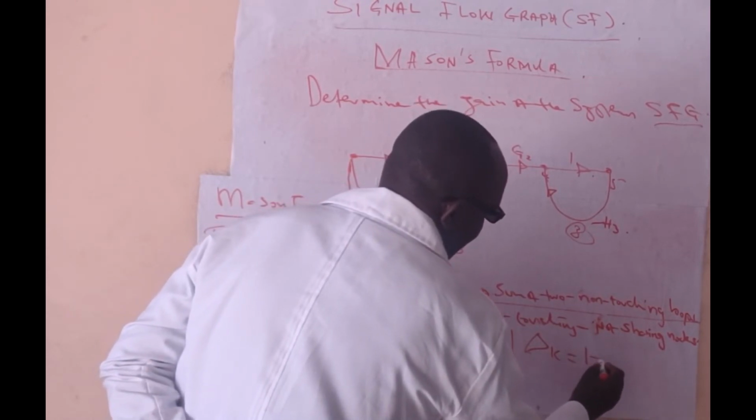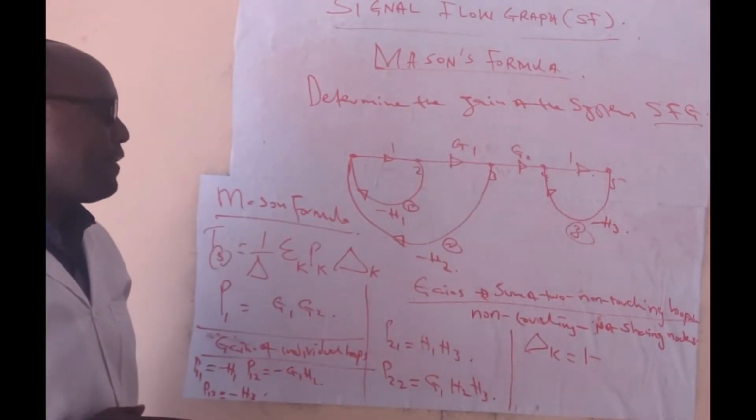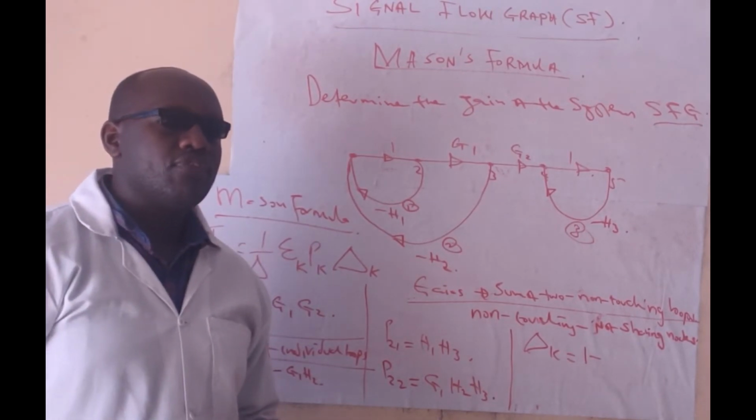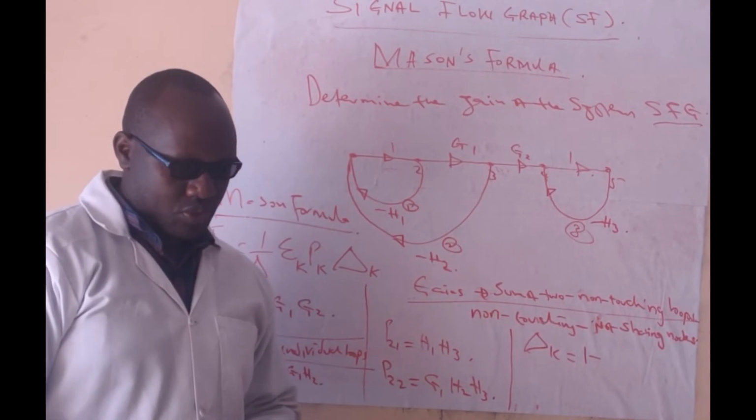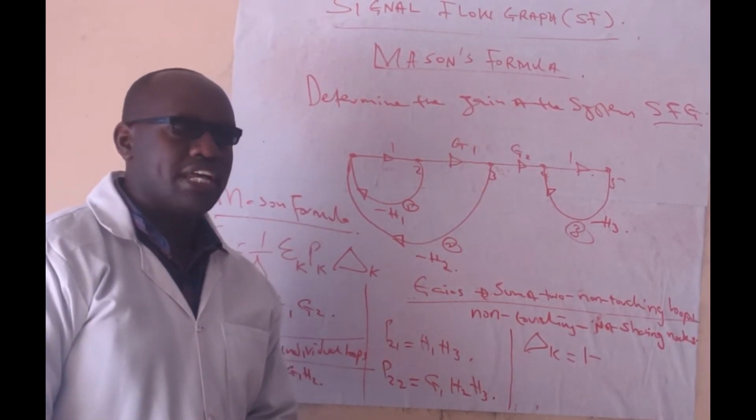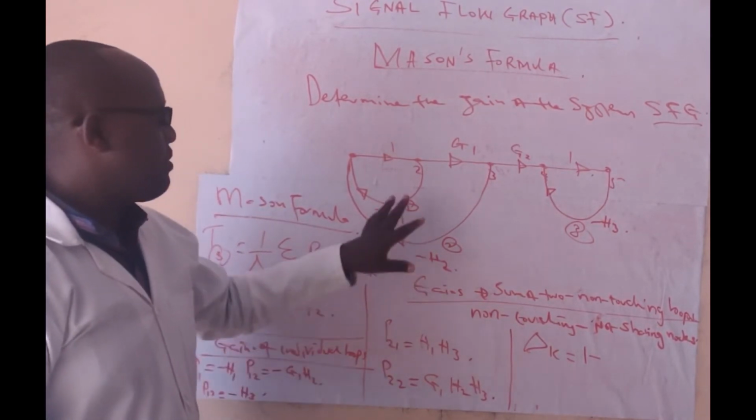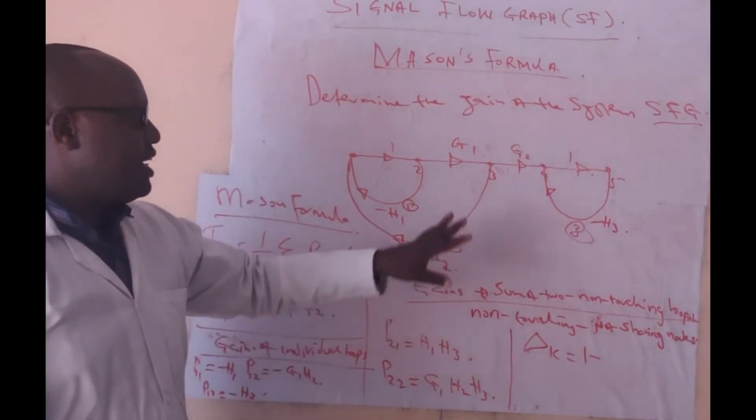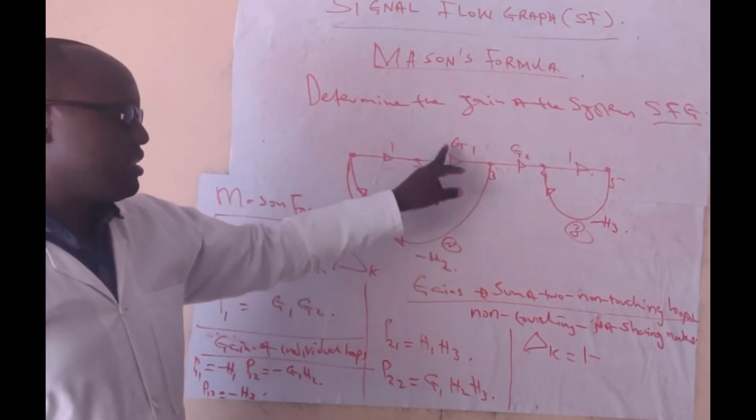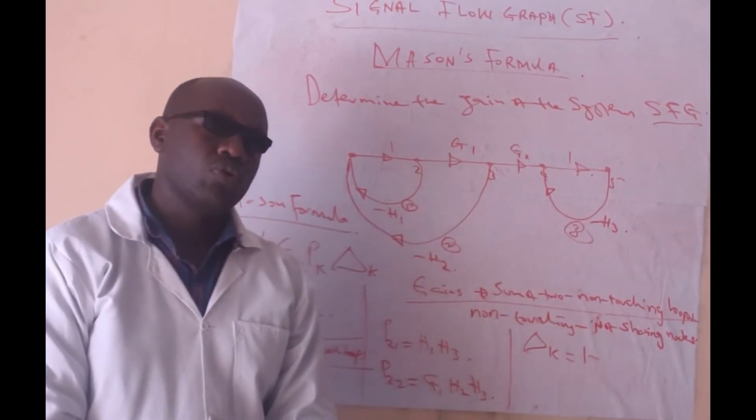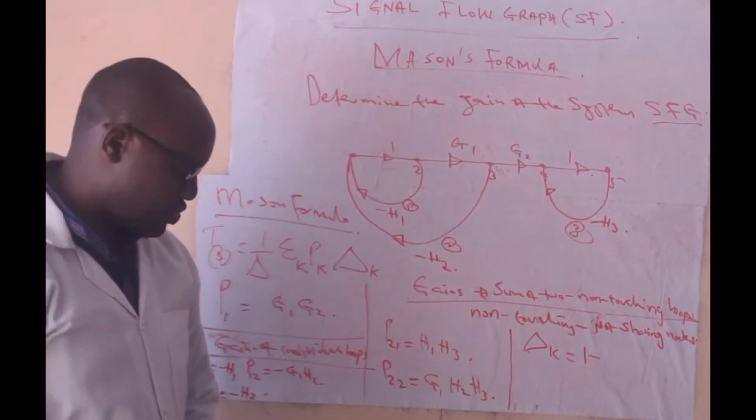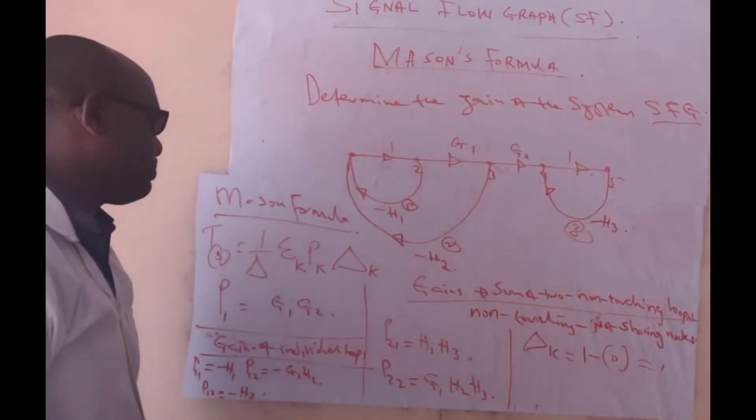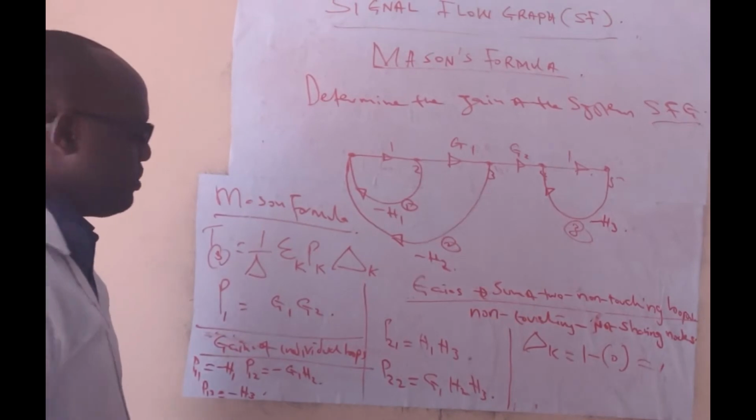Delta K is given by 1 minus the loop gains which are not touching the forward path. So we are supposed to determine the total gain of the loops which are not touching the forward path. When we look at our signal flow graph here, all those loops are touching the forward path. This one is touching the forward path. This one is touching the forward path. This one is touching the forward path. So all those loops are touching the forward path. So what we are going to get is 1 minus 0, which is going to be 1.